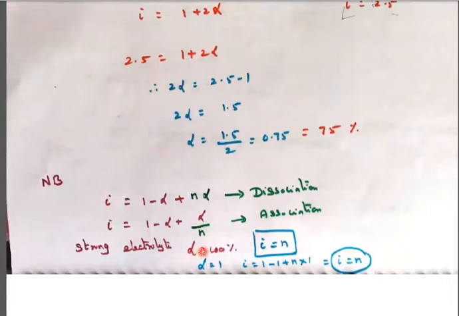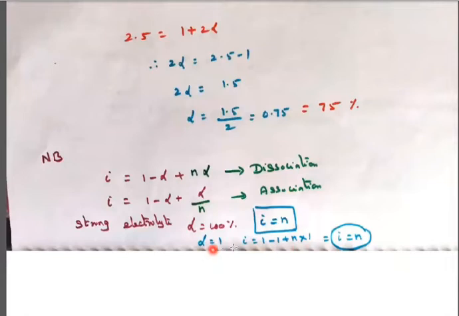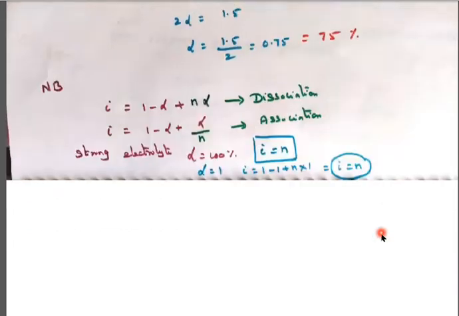For a strong electrolyte, the degree of dissociation α is 100%. That is, the quanta factor i is equal to the number of ions, n. So i = n. For α = 1, i = 1 - α + nα, so 1 - α + n into α. The minus 1 and plus 1 get cancelled, and we are getting i = n.